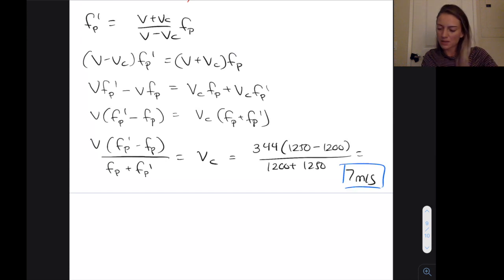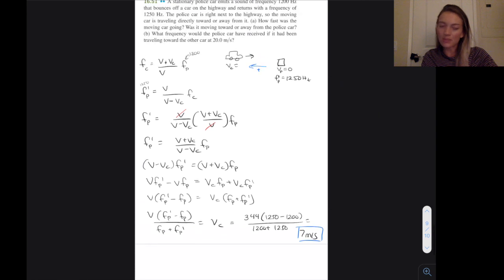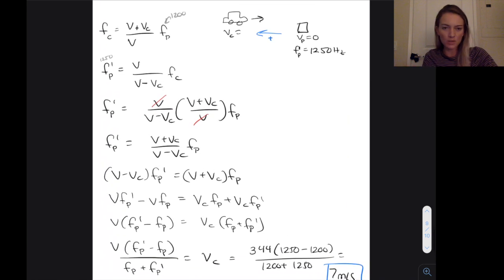Okay, so this kind of problem is going to be the most difficult type of Doppler problem that you would see, where not only is it a double Doppler shift, but you also have to solve for something that's sort of buried in the Doppler shift, like one of the velocities.